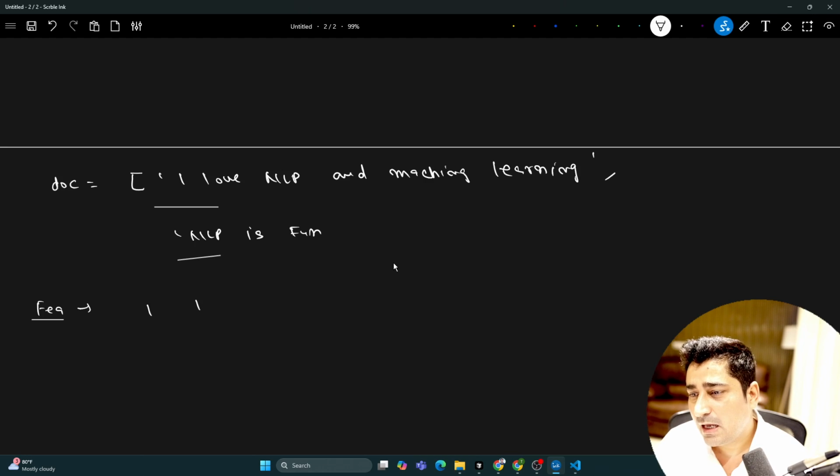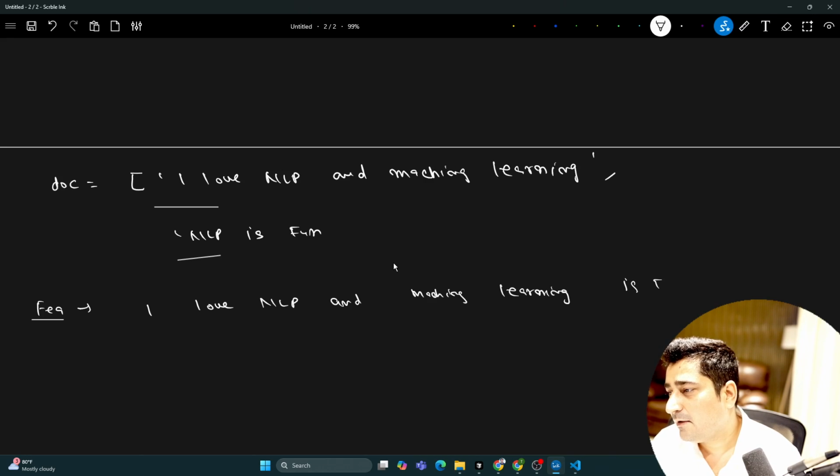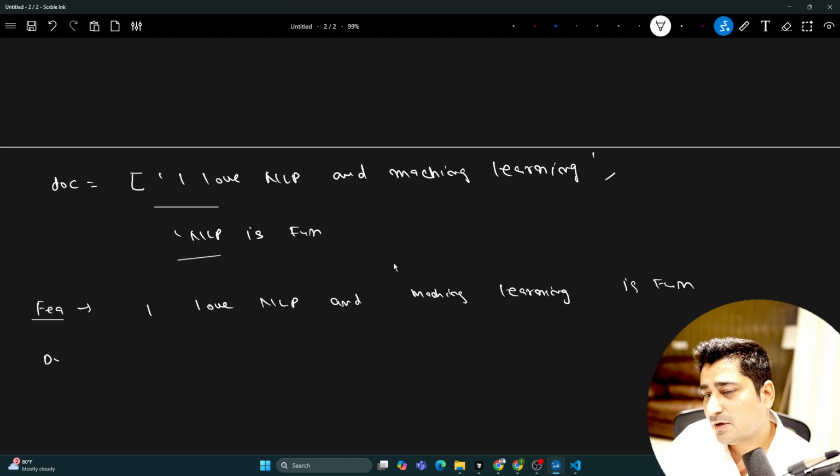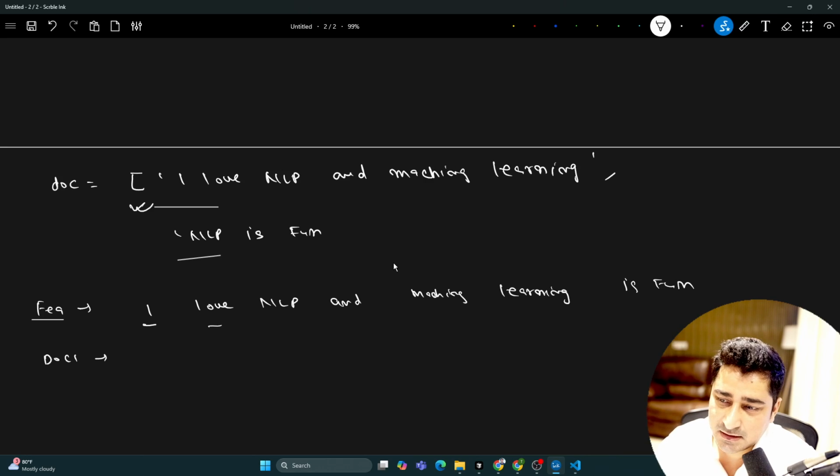So here we have I, love, NLP, and, machine, learning, and then NLP I have already considered, we have is, and we have fun. Now if I have to convert my document 1, data 1, into its vector representation, how will I do it? First I will find out the TF-IDF for document 1, and then similarly for document 2, and I will be able to convert it into a vector space. Now manually, let's find the term frequency of I first.